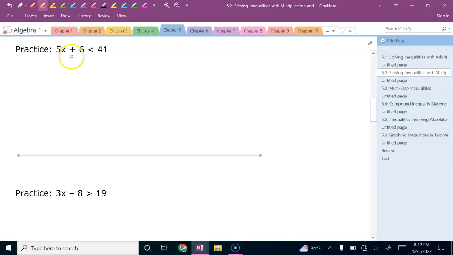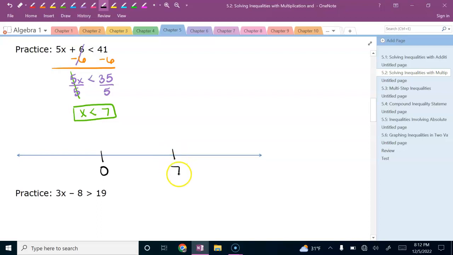So for this first one, I'm going to subtract 6. So I have 5x is less than 35. Then we divide by 5. So I have x is less than 7. So on my number line, 0 goes on the left, 7 on the right. This time you should have an open circle because there's no equal sign in our inequality, and we want to shade to the left.